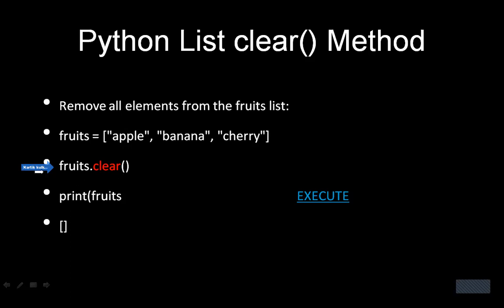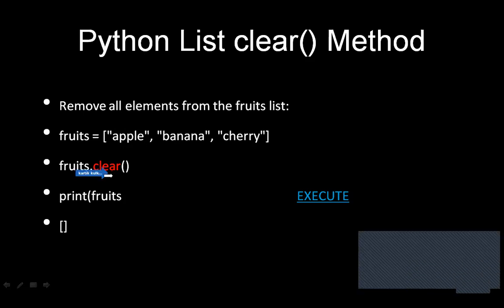This is the most important statement you need to know, because this is what we are learning in today's class: how to use the different types of methods in a list. The method I am using here is clear. Before, I told you the syntax of using a method: list name dot method name. Here I have used the method name clear.